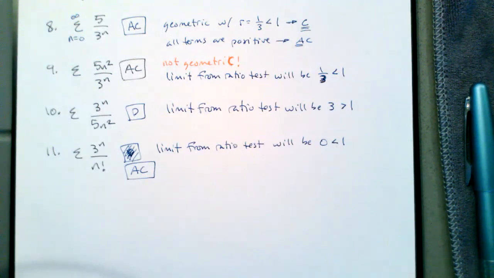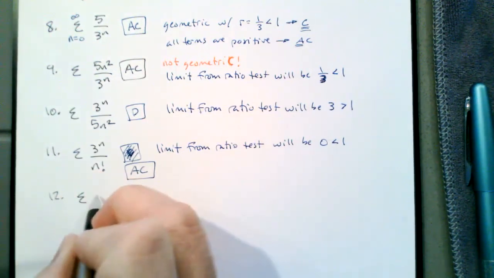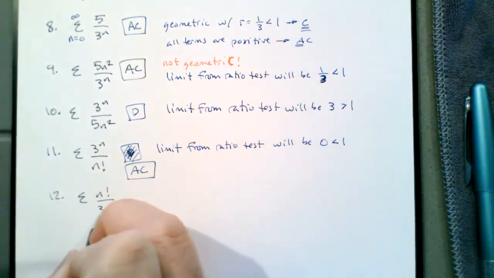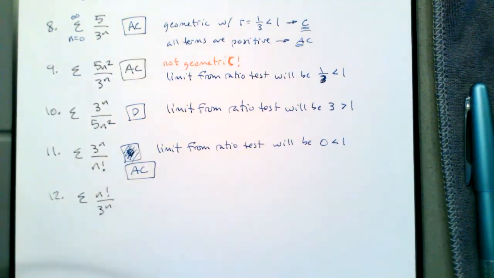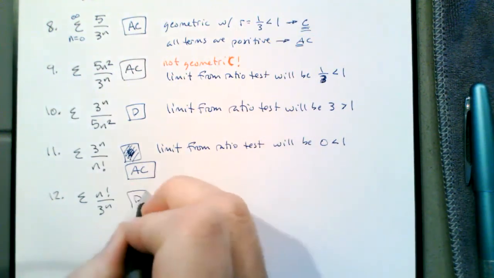Then if I flip this over, the one I intended to do, we just have the reciprocal arguments. Now the limit from the ratio test is going to be the reciprocal of 0, which is infinity. Not really, but close enough. So this one diverges.